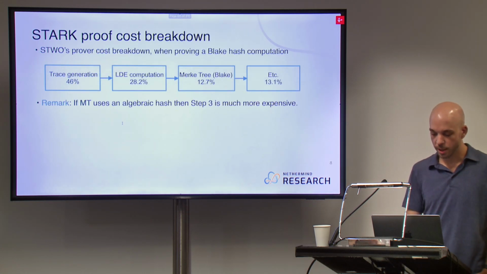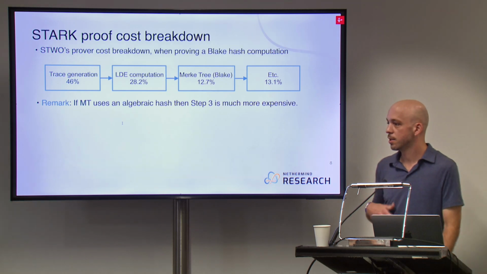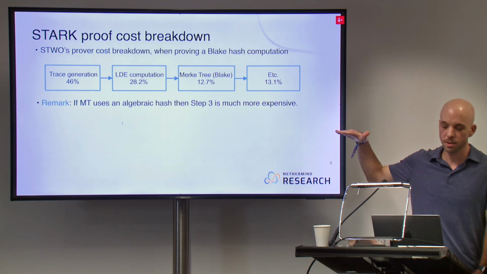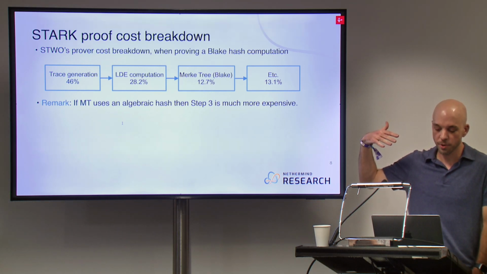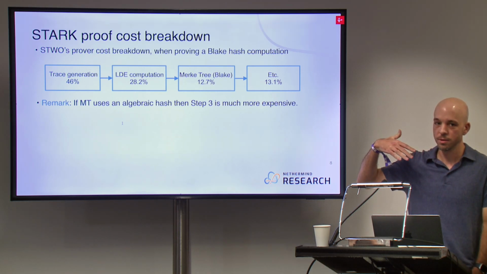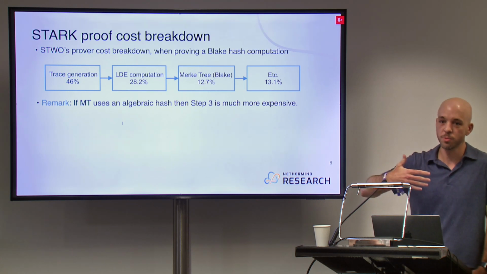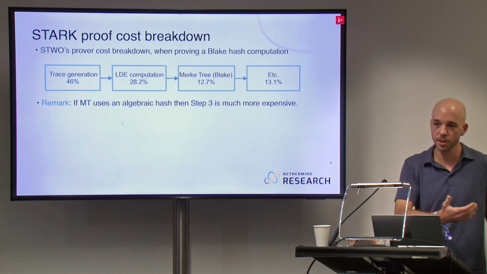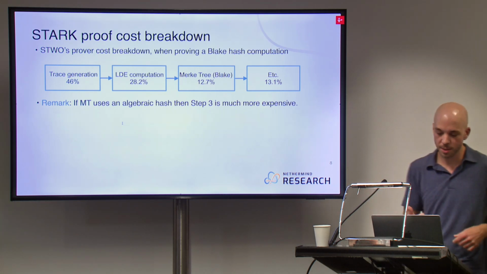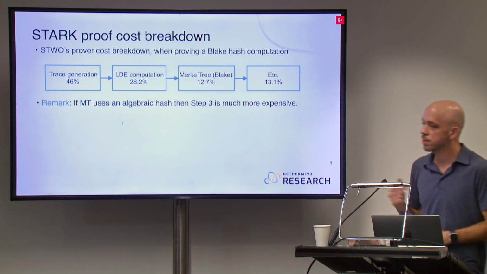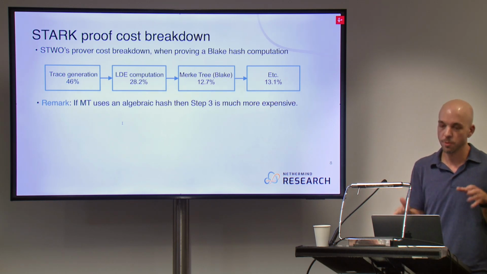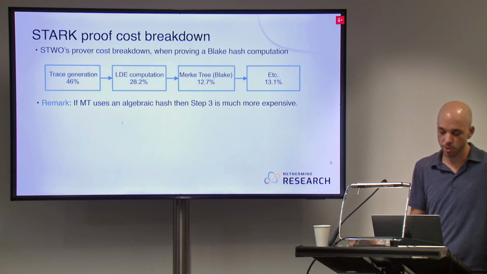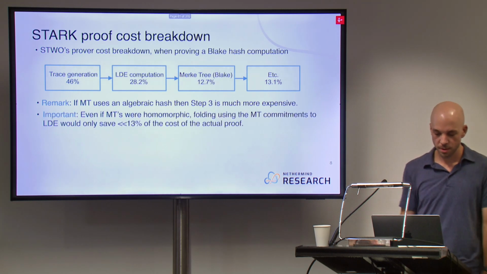Okay, and here there's a remark. The Merkle tree uses the Blake hash in this case. If you are interested in using recursion or folding, and if you want to use folding, you are in a setting where you are probably interested in recursion if you cannot do folding, so it's a reasonable assumption. Then step 3 becomes more expensive because you probably don't want to have Blake in the whole Merkle tree. You probably want to use at least Poseidon in the first level.